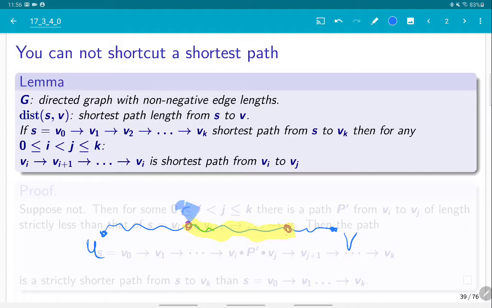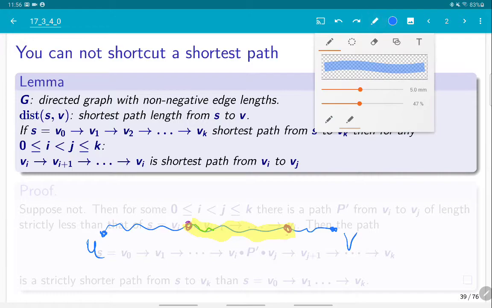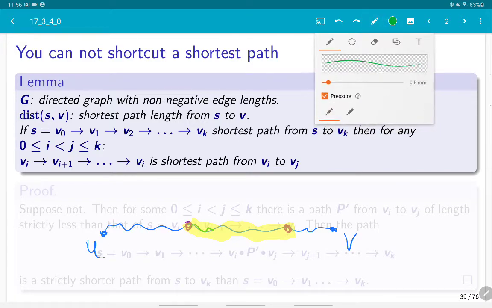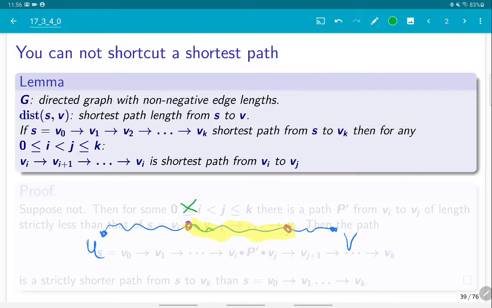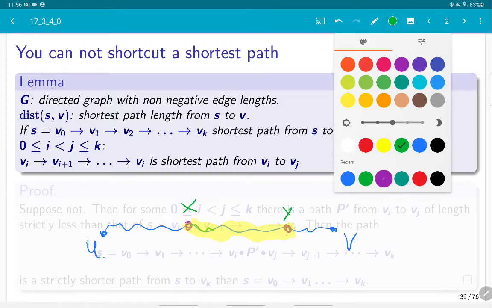Let's try again. So if this is vertex X and this is vertex Y, then the shortest path between X and Y is this subpath marked in yellow in the drawing.